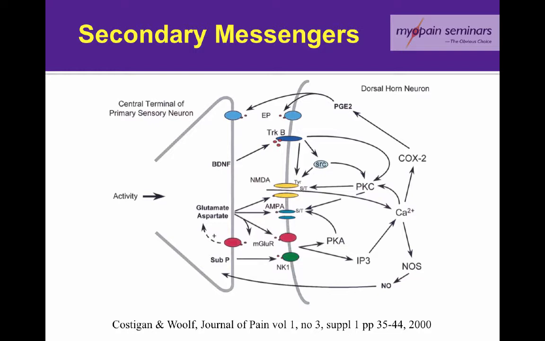Inflow of ionized calcium through the NMDA receptor is shown. This activates the second messenger systems within the nociceptive neuron that operate through protein kinase A and C, nitric oxide synthase, and COX-2, activating prostaglandins that amplify and maintain central sensitization.